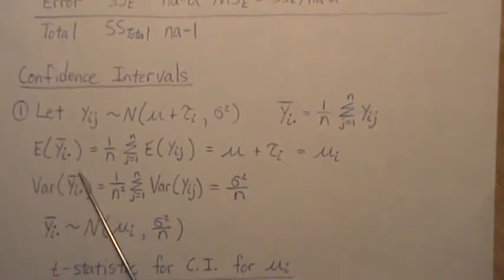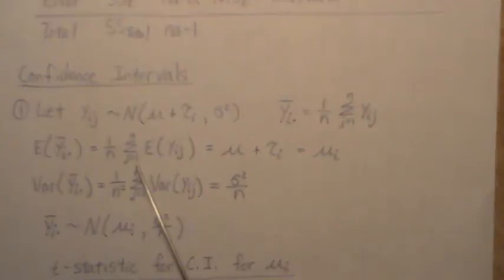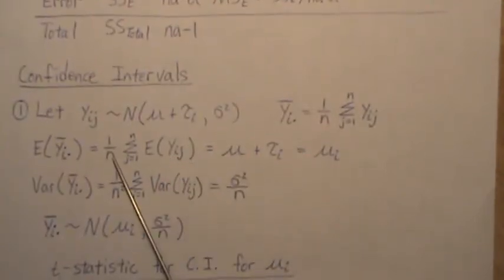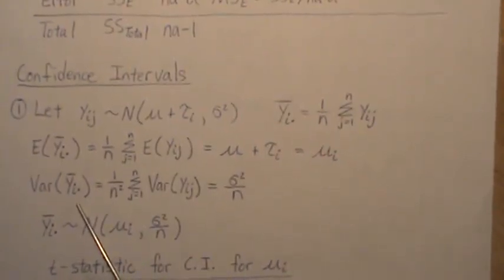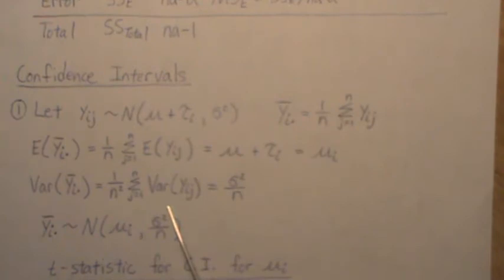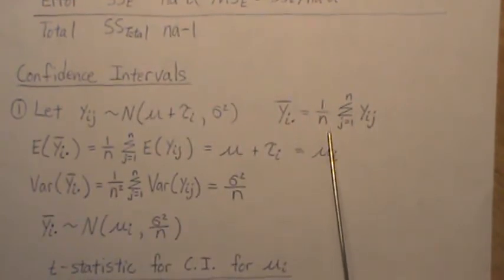The expected value of this treatment mean is this, and then the expected value of this is mu plus tau i, but we're summing over j, so there's n of them, and the n's cancel, and we're just left with this overall treatment mean. The variance can be calculated like this. Now notice that when we calculate the variance, this constant has to come out squared.